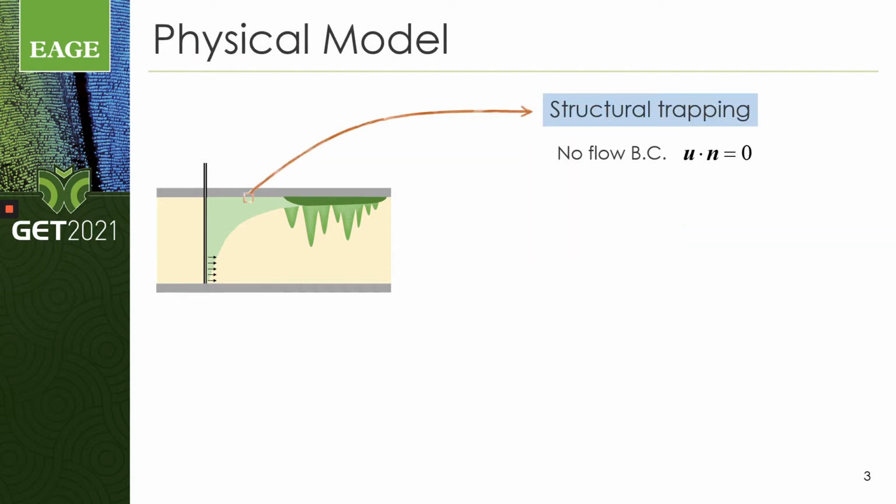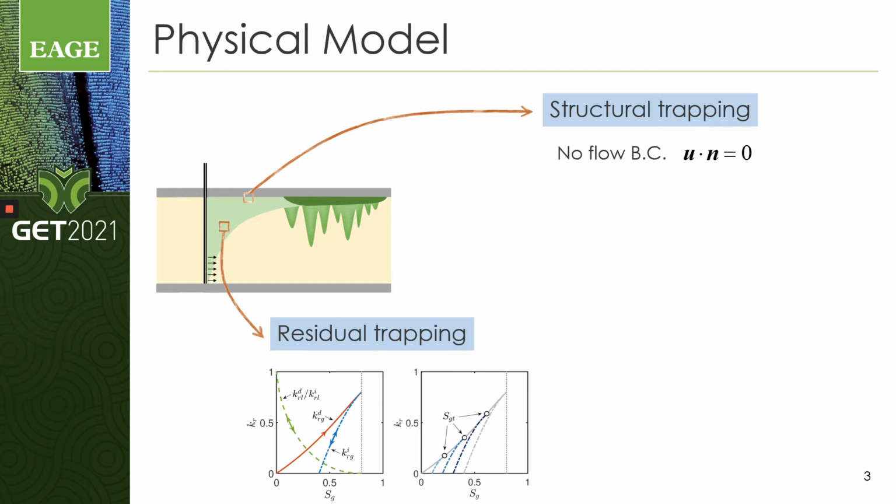Now, we move to a little bit details of the physical models that we use to describe the trapping. So the first one is the structural trapping. We model it by simply imposing the no flow boundary condition on the top boundary. The second one is the residual trapping. It directly relates to the hysteretic behavior of the constitutive relations.